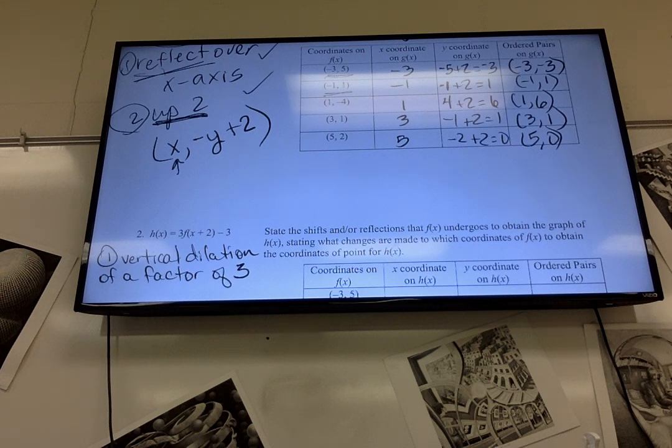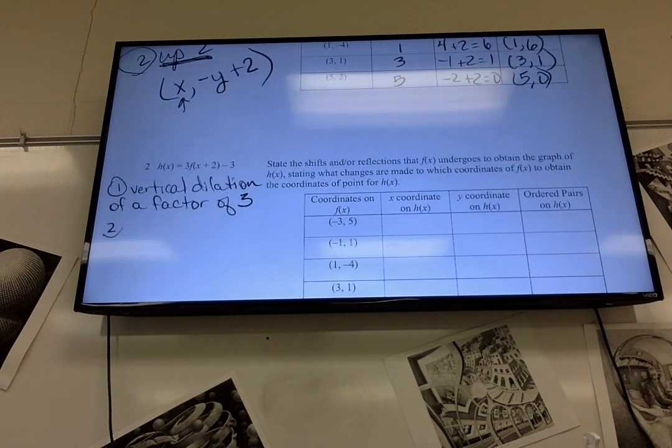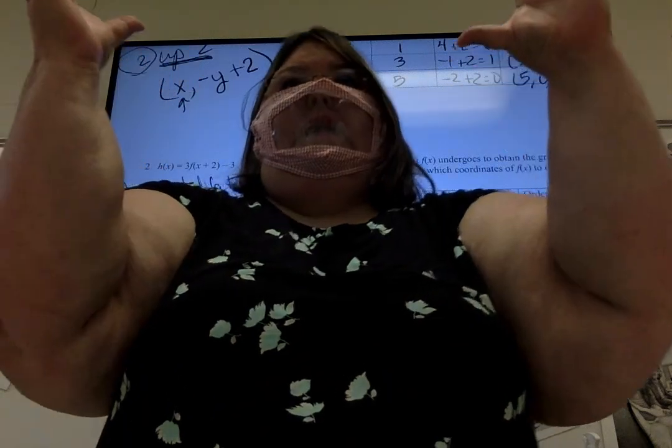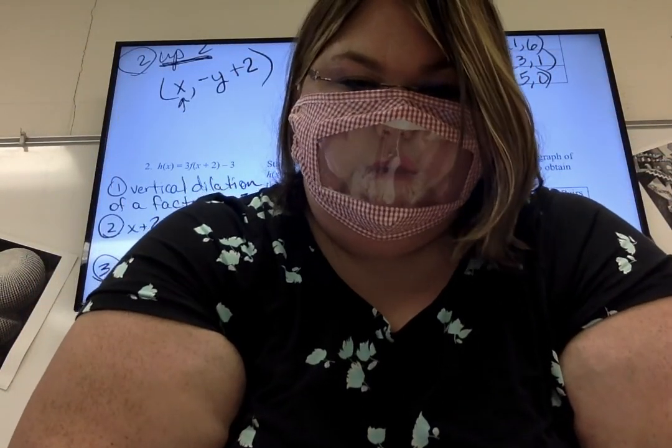Alrighty, the next one. We take what's inside the parentheses. So that x plus 2. And we set it equal to 0. So that means it's moving left 2. And then what's that -3 do? Down 3. See if you can write the XY formula for it, like we did on the last one.